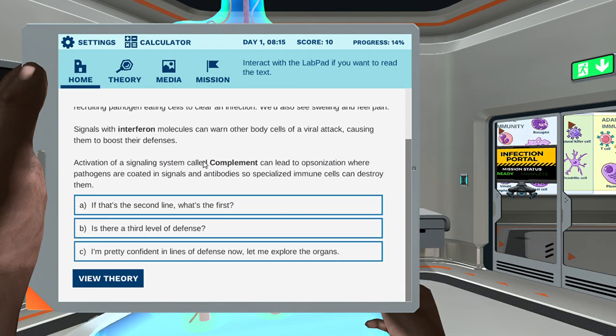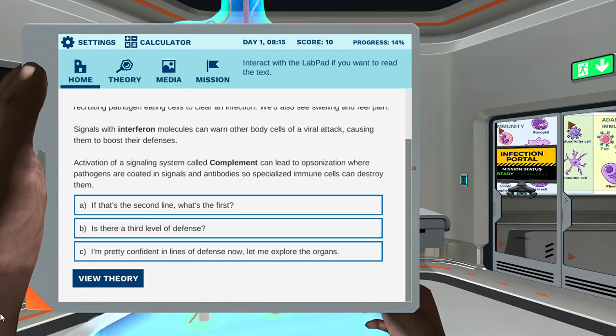The second line of defense is our non-specific immune responses that are triggered by chemical molecules. A chemical signal of chemokine molecules might trigger an inflammatory response recruiting pathogen-eating cells to clear an infection. We'd also see swelling and feel pain. Signals with interferon molecules can warn other body cells of a viral attack, causing them to boost their defenses. Activation of a signaling system called complement can lead to opsonization, where pathogens are coated in signals and antibodies so specialized immune cells can destroy them.